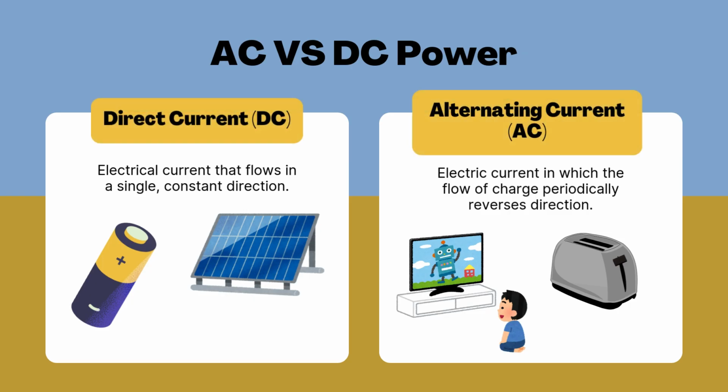The difference is that direct current only flows in a single and constant direction, whereas alternating current periodically reverses direction and changes magnitude. It is commonly used in household appliances.